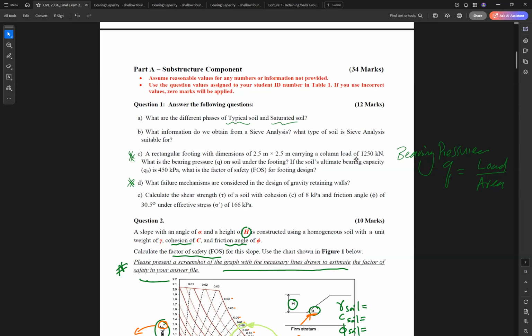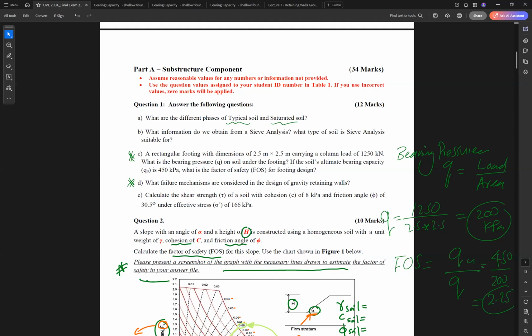It's like what we did in the assessment, isn't it? Yep. Okay, so for example, this 125 divided by 2.5 times 2.5. So this gives us a value of 200 kPa. So Q equals 200 kPa. So the factor of safety will be Qu divided by Q, which is 450 divided by 200. So how much is this one? 2.25.